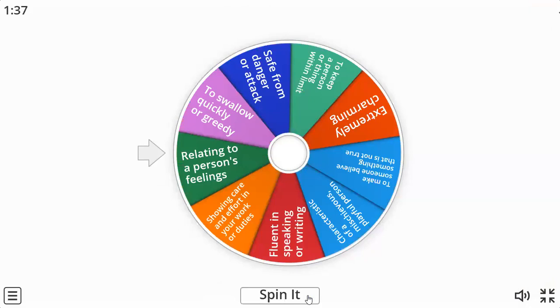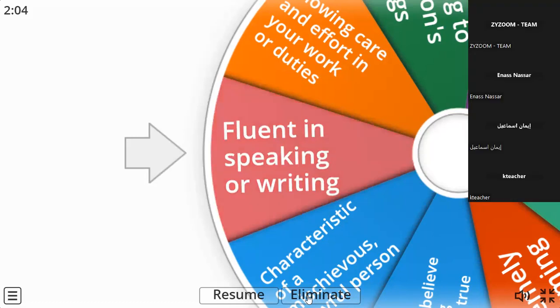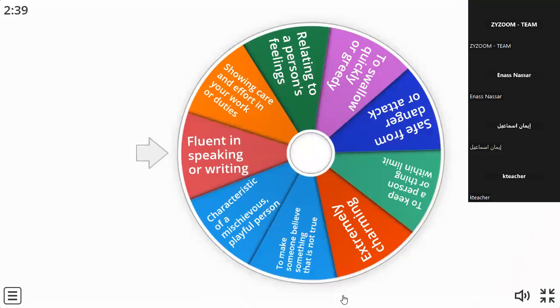Let's see here. Fluent in speaking or working or writing. You will find it in the first slide. You took a screenshot from two slides, yes? It's in the first slide. Yes. Fluent in speaking or writing. It starts with the E. Yes, yes. Eloquent. Eloquent means fluent in speaking or writing. Okay, right. Let's see another word.